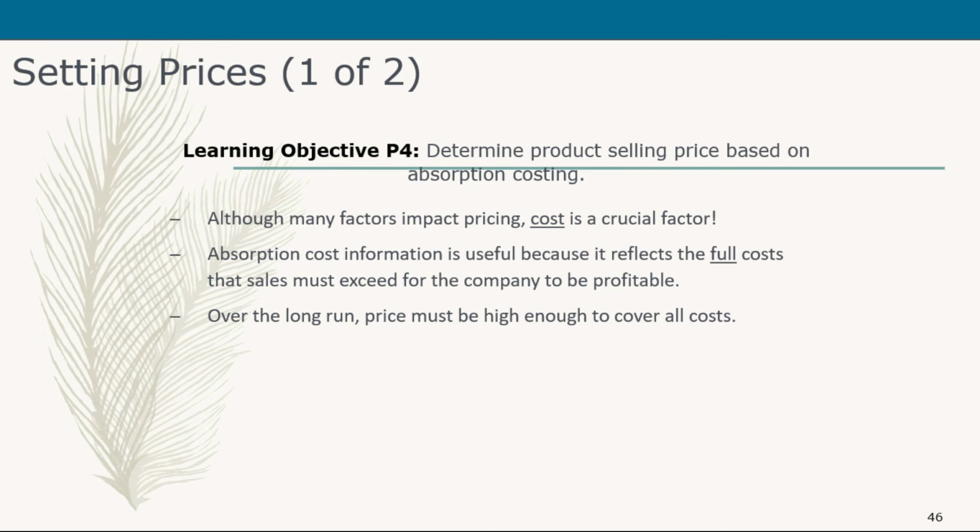Okay, next, absorption cost information is useful because it reflects the full cost that sales must exceed for the company to be profitable. Okay, if you have your absorption cost information, you have a full picture of your cost that will serve as the base for setting the price. And over the long run, price must be high enough to cover all costs. So meaning to say, not only the production but also your selling, general, and administrative expenses.